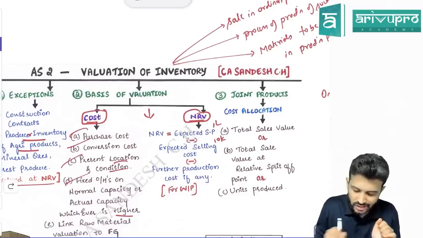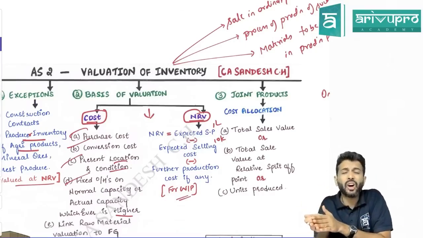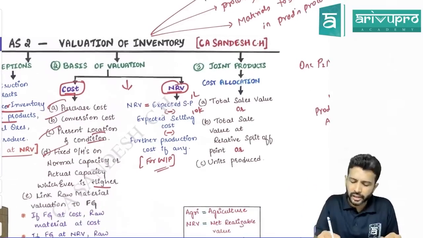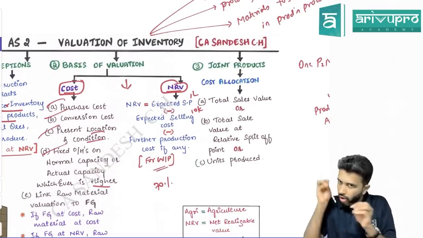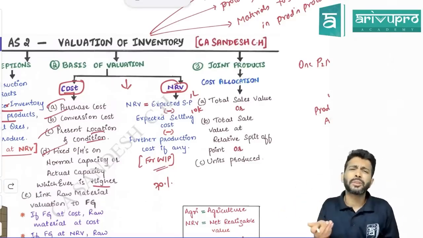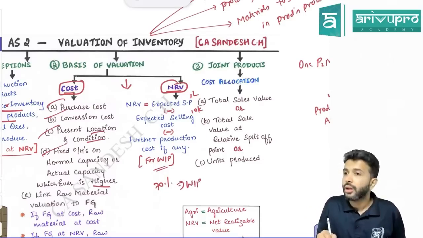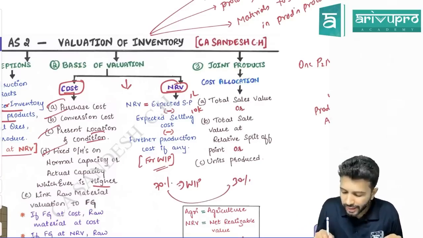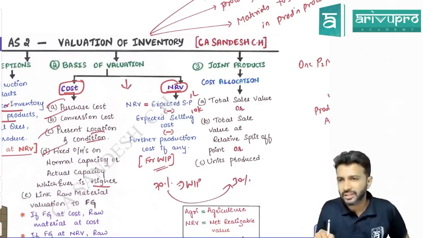This further production cost is necessary for WIP. WIP means the product is not 100% complete. Let's say in the current year it is 70% complete and the year ended. You're already on 31st March. One product is 70% complete. So can I call it finished goods or WIP? This is WIP, correct? It becomes finished goods only when you complete the balance 30%. So to complete this balance 30%, will it happen free of cost or will you have to incur some extra cost? You have to incur some extra cost.